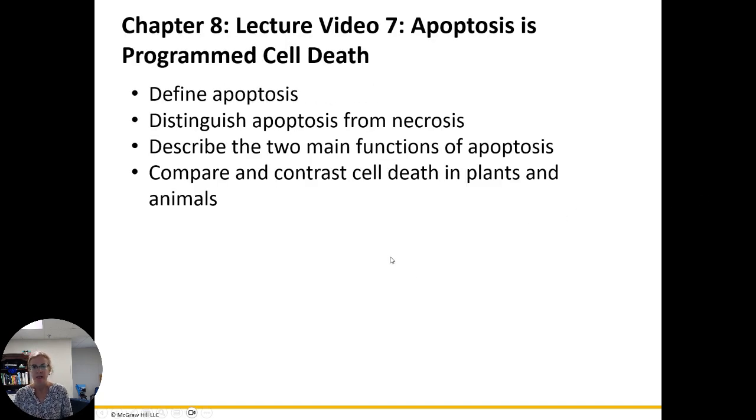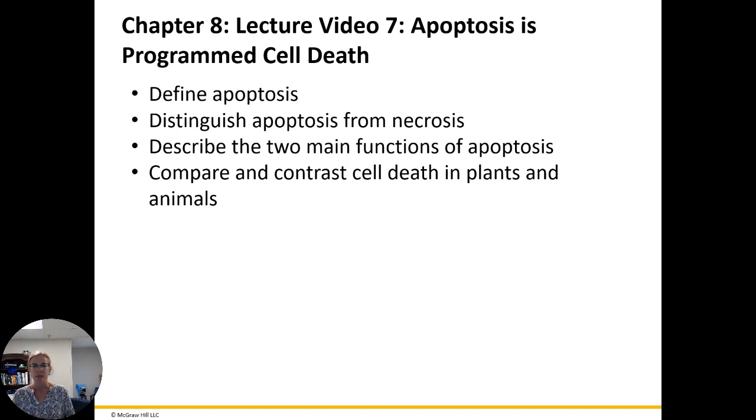So in this video, we defined apoptosis, which is programmed cell death. We distinguished apoptosis from necrosis. One is accidental, one is programmed. We described the two main functions of apoptosis, controlling the cell cycle and ensuring that body structures are able to be formed by programming the death of the tissues in areas where they're not needed to distinguish anatomical features.